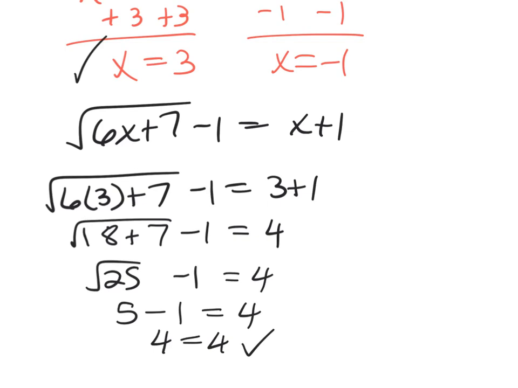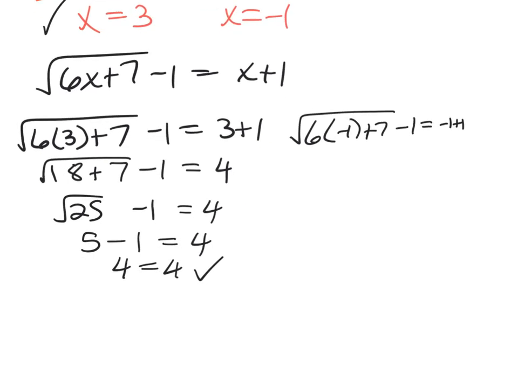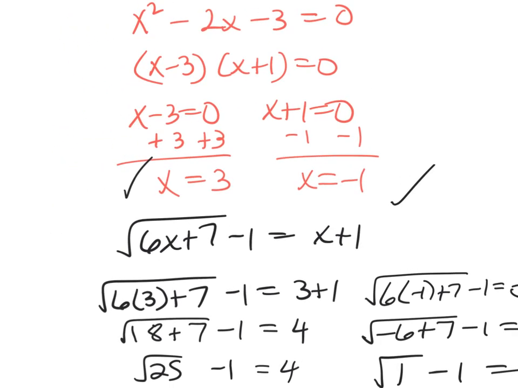So far, so good. Now let's try the negative. So again, 6 times negative 1 plus 7 minus 1, and then negative 1 plus 1. Negative 6 plus 7. I'll simplify the negative 1 plus 1 to a 0. Negative 6 plus 7 is 1. Square root of 1 is 1. 1 minus 1 is 0. The negative finally works. So I actually have two solutions, and they both work.